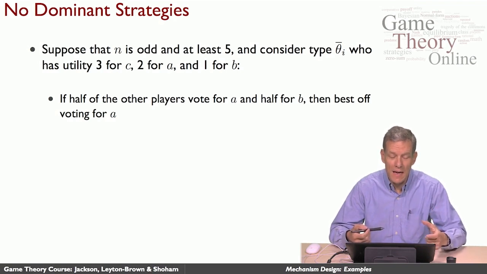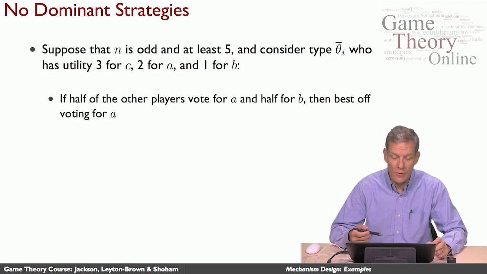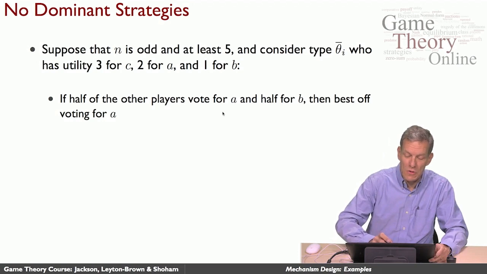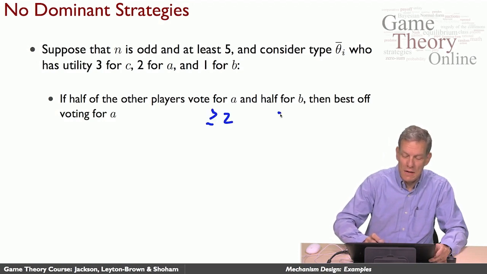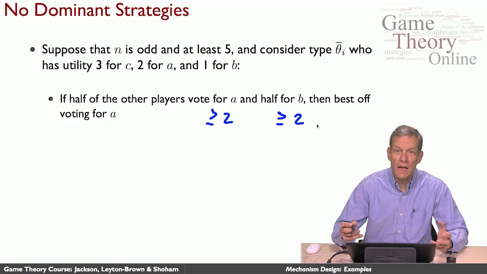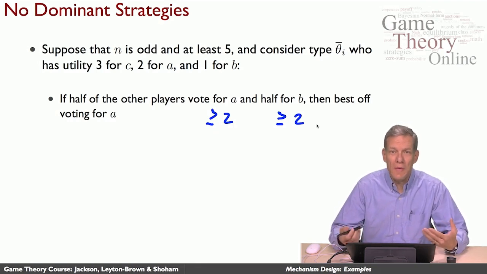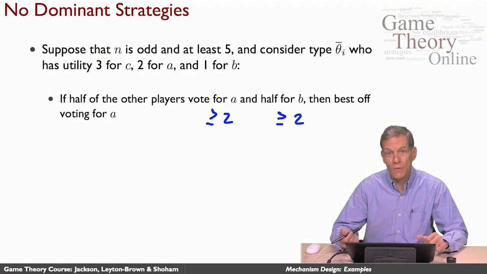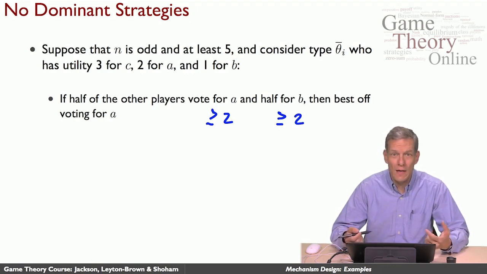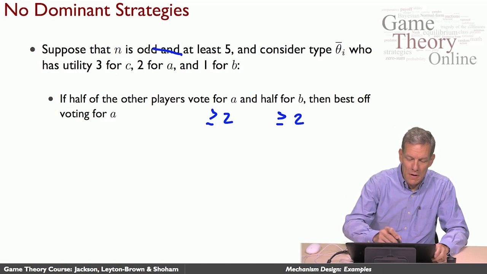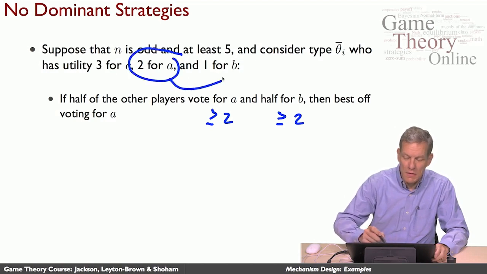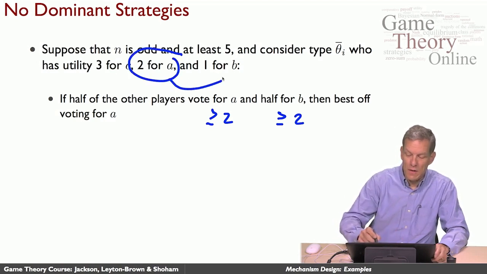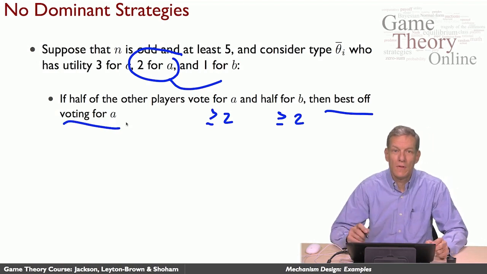It would still be that A and B would be tied, because there's at least 5 voters. So that means that there's at least 2 votes for A, at least 2 votes for B, and no votes for C. So that means that if this person votes for A, A wins. They vote for B, B wins. If they vote for C, it's going to be a coin flip between A and B. They prefer A over B, so they should vote for A, right? So then they're best off voting for A in this situation.